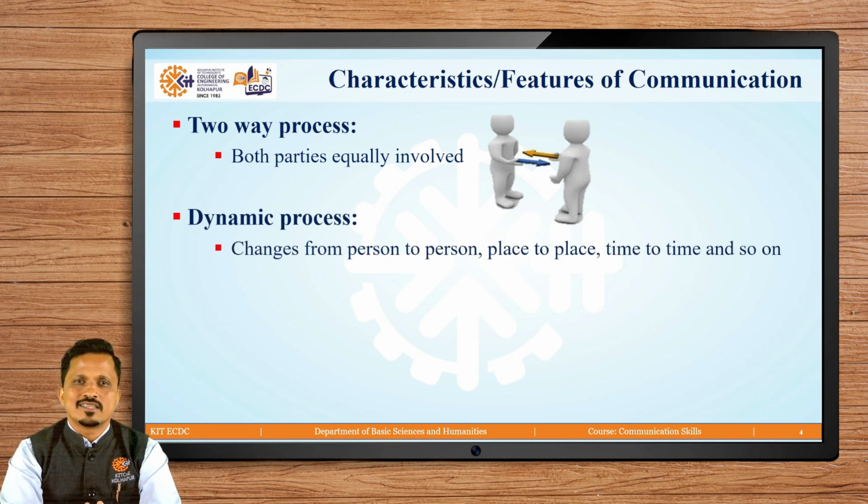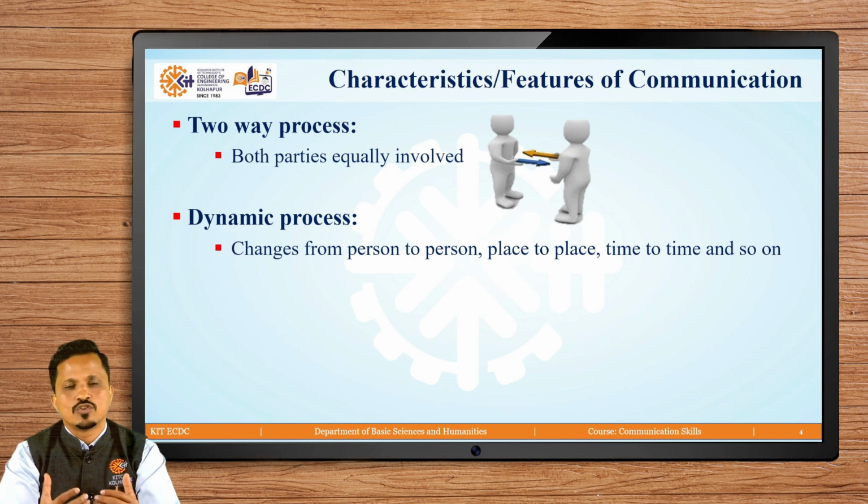receiver. Second, it is a dynamic process, that is, communication changes from person to person, place to place, time to time and so on. Person to person: the way we communicate with our parents, with our teachers, with our friends and with our relatives. Every time we communicate, it changes depending on with whom we are communicating. From place to place, our communication style also changes: the way we communicate at home is different, the way we communicate at college is different, and the way we will communicate in future will definitely be different. Even when we are meeting informally and having a chit chat in the canteen, that is a different place, so there we communicate in a different style.